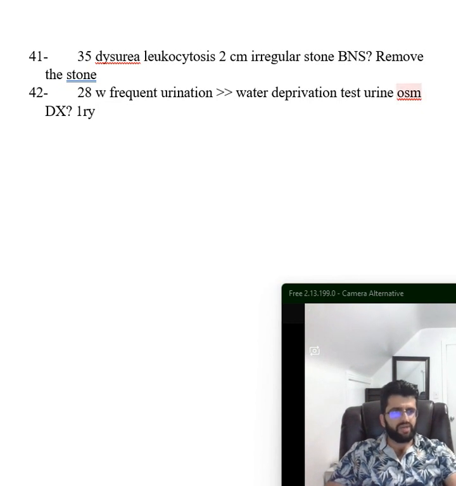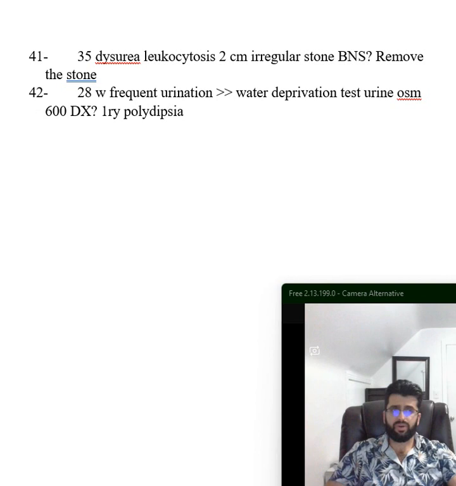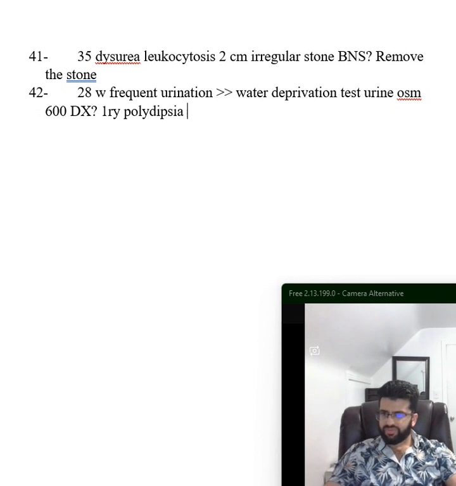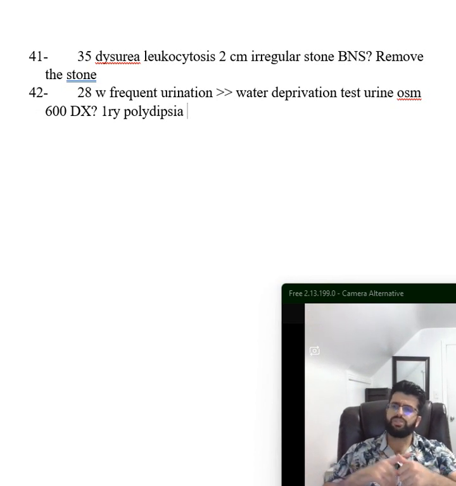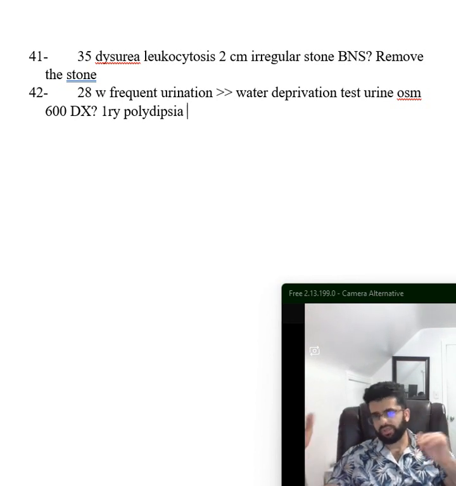You see urine osmolarity after you deprive from water, it'll be 600. So what would be the diagnosis? This is primary polydipsia. Okay, so primary polydipsia usually can be caused by antipsychotics, dry mouth, psychiatric conditions. Usually you see high urine osmolarity after water deprivation and doesn't respond to desmopressin. Okay, it's ADH independent, just water intake, you drink a lot of water.